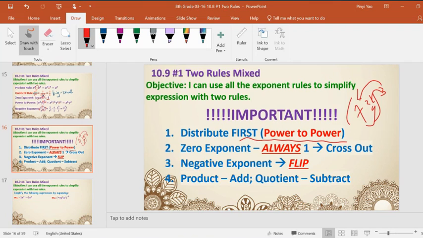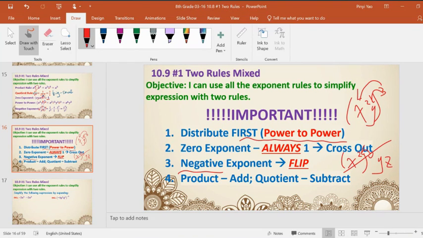Second thing is we will always deal with the zero exponents. So for example, with a question like this, zero exponents with something else, after you distribute it in, you would get a 0, and that's a 0 exponent, so we just cross it out. That's the second thing. Third is when you end up with some negative exponents, then we follow the procedure and flip them to the other side of the fraction.